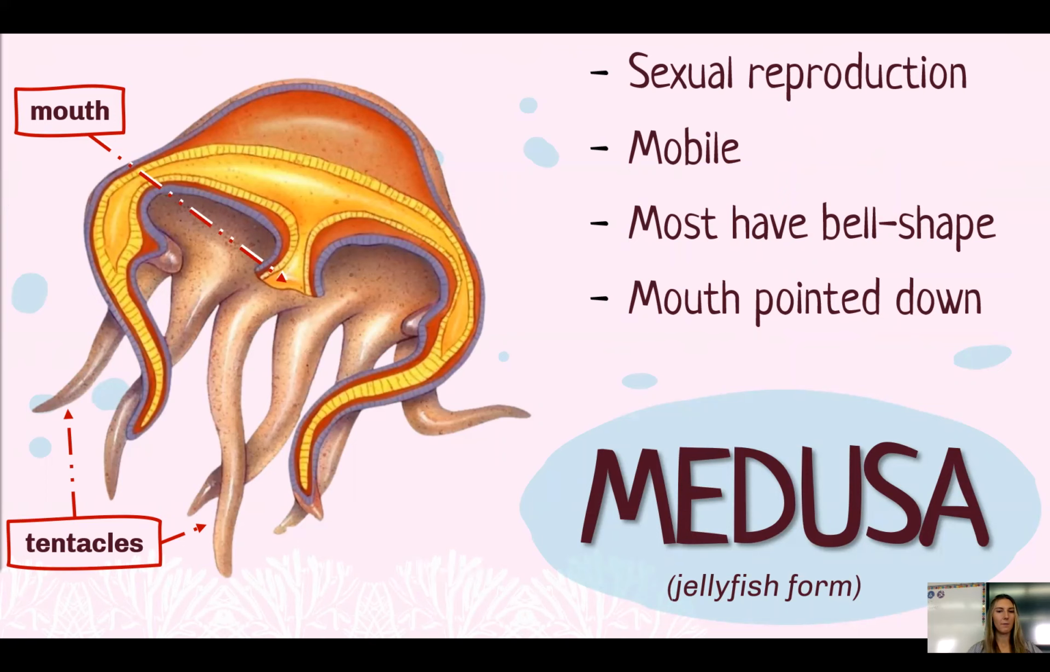Then we have the medusa stage. This is our jellyfish form. They reproduce sexually, and we'll look at that in a little bit when we look at life cycles. They can also move. This is the mobile form, but it's very limited movement. If a medusa wants to move horizontally, they're going to utilize the water currents or the wind. And if they want to do it vertically, they can swim up or down. Then they have this umbrella-shaped body with that mouth opening pointed down.